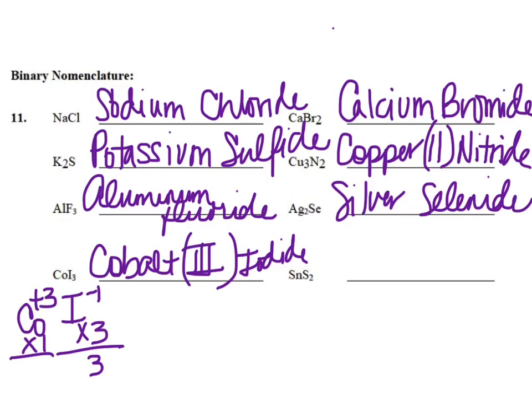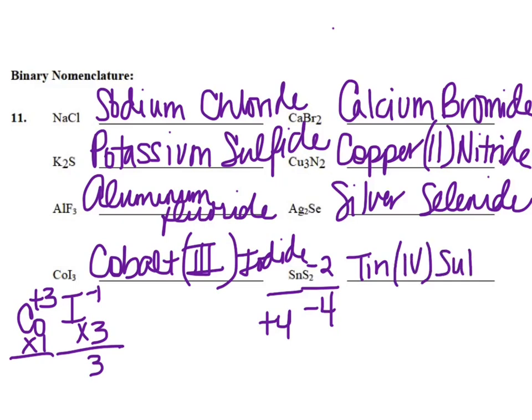And the last one. What's the charge of sulfide? Sulfur is a -2, and there are 2 of them. So that is a total of -4. So tin has to have what charge? 4. So it is tin(IV) sulfide. Any questions on that?